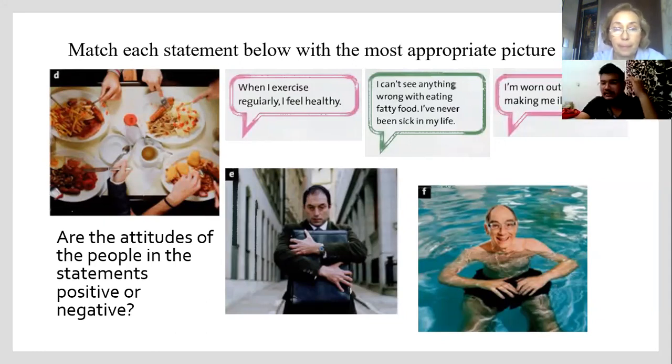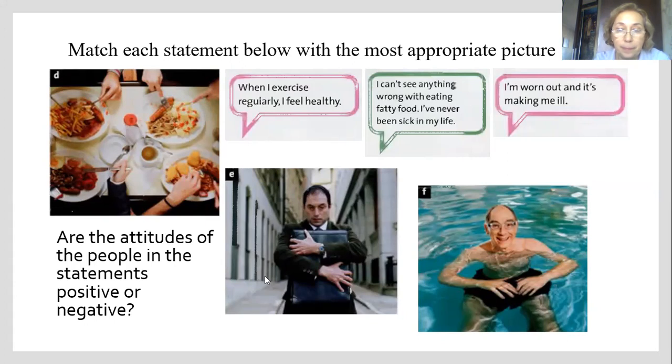It is actually a negative attitude because he's going down. Yes, in picture E, it's negative. And for picture F1, the first sentence, "when I exercise regularly," is a very positive attitude, because in the picture we can see the person is aged, but still he is referring to exercise as a good means of staying healthy. So it's a positive attitude.